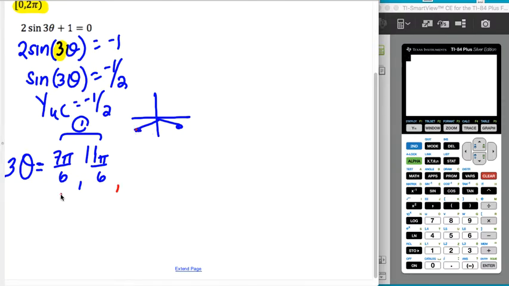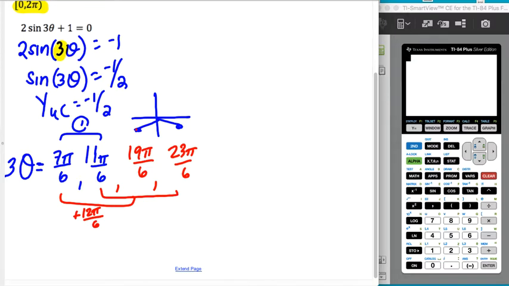Well, 7 pi over 6 plus 12 pi over 6, which would be a full circle, right? 12 pi over 6 would be a full circle, would be a 19 pi over 6. And then if I did the same thing for the 11, right, I would get a 23 pi over 6, right? And then I'm going to go around one more time, right? So that's my second time around the circle in red, right? That was my second trip around the circle. I'm going around 3 times because it says a 3 theta, and you'll kind of see why in a second.